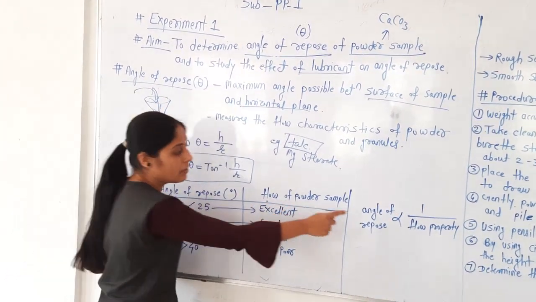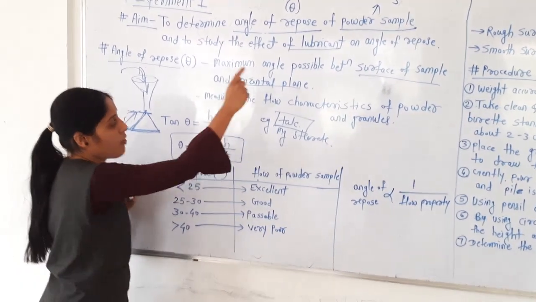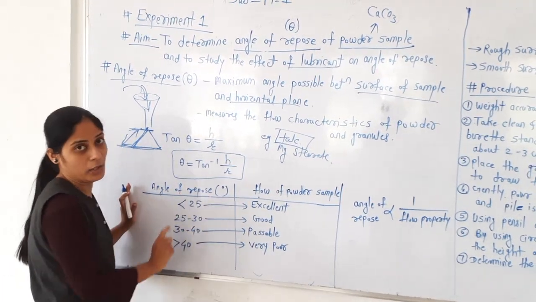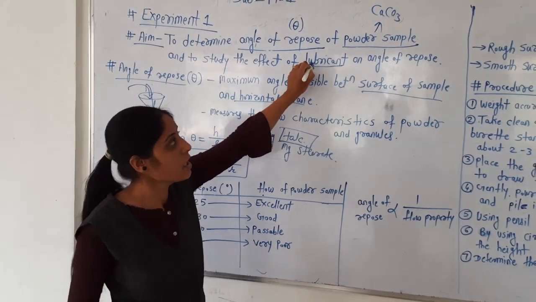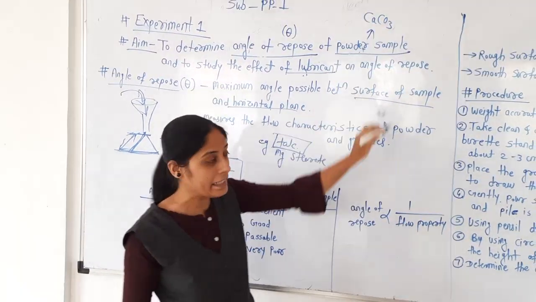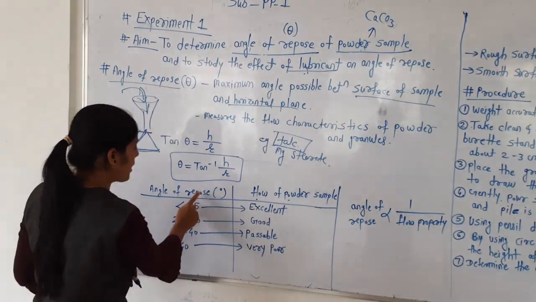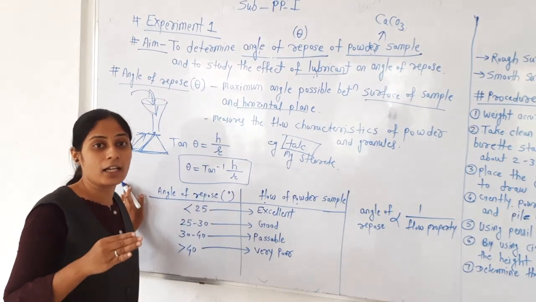Angle of repose is inversely proportional to the flow property. See here, when we increase the concentration of lubricant, the angle of repose value decreases. Why? Because if we increase the concentration of lubricant, the flow property of the powder sample increases, and if the flow property increases, then its angle of repose value decreases. It means we require a lower angle of repose value.